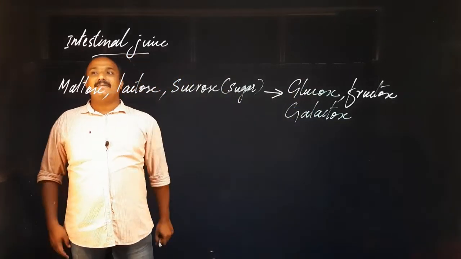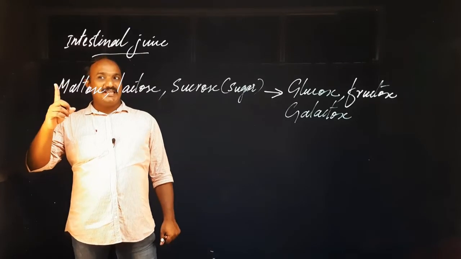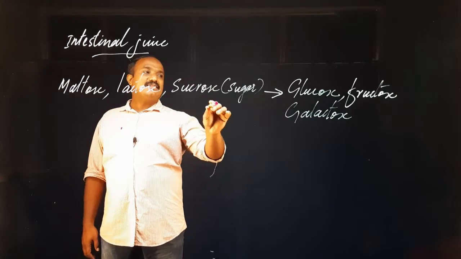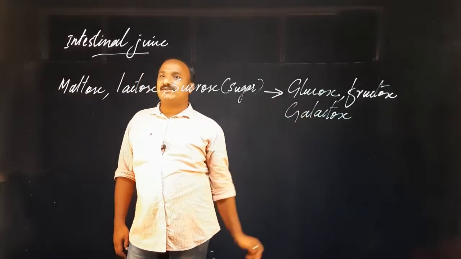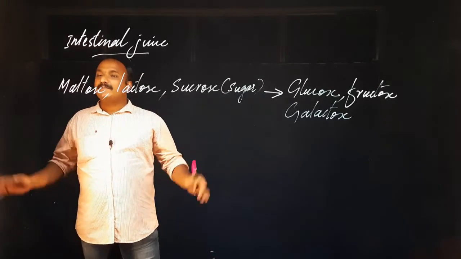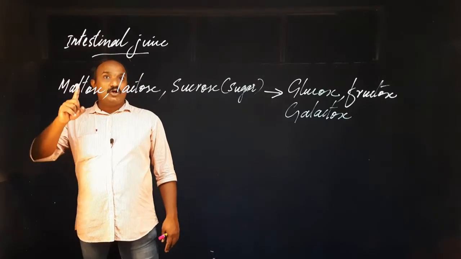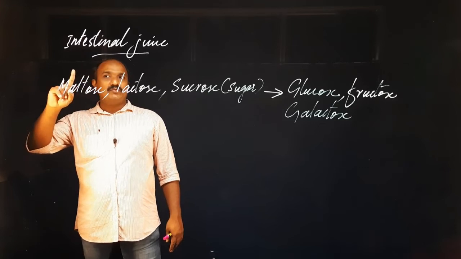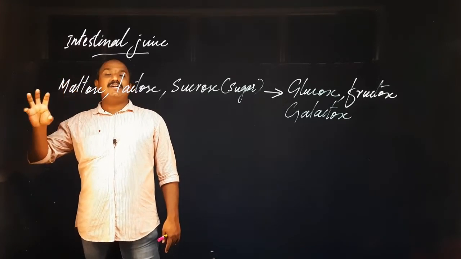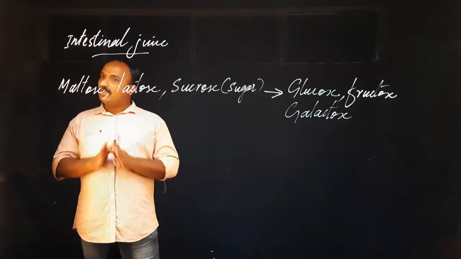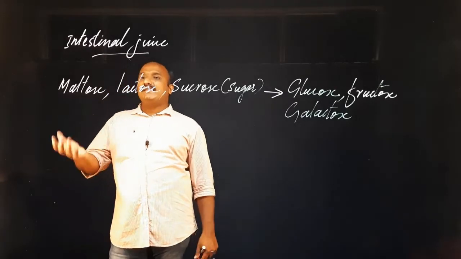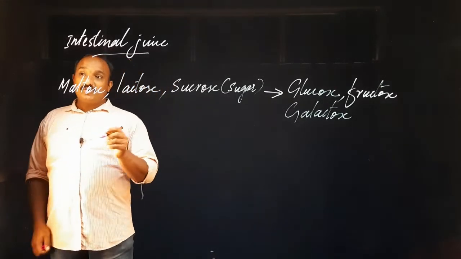Then sucrose, present in the sugar cane. That sucrose, or our normal sugar itself, is also converted into glucose, fructose, galactose. Okay, now the digestion of carbohydrate is over. Digestion of fat is over from the duodenum itself. With the help of which enzyme? Pancreatic lipase converts fat into fatty acid and glycerol. That is completed 100%.